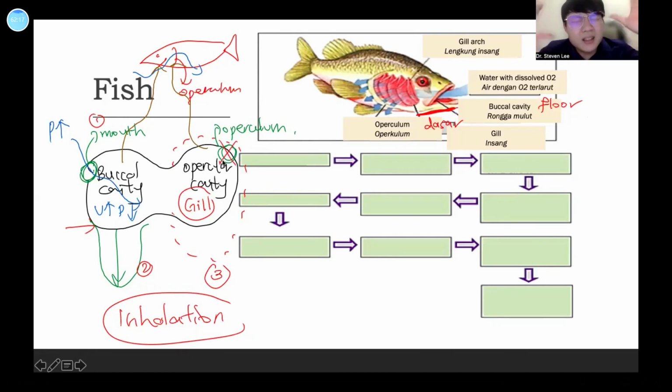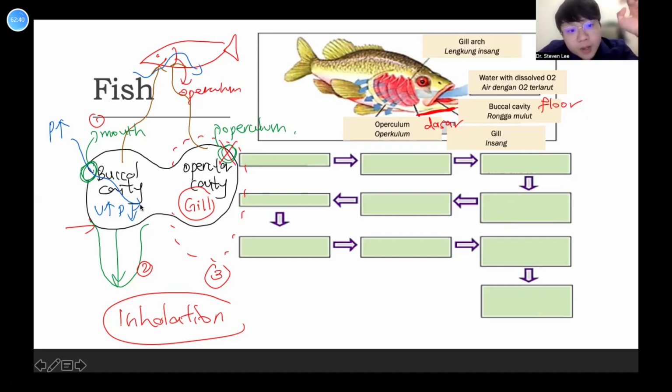So to make the long story short, in inhalation of the fish, there are four things that happen that can be explained by just these two circles. The mouth opens, the floor of the buccal cavity lowers, the opercular cavity enlarges, and the operculum closes. I repeat, the mouth opens, the floor lowers, opercular cavity enlarges, operculum closes. And all this is to increase the volume and to decrease the pressure so that the water can come in.